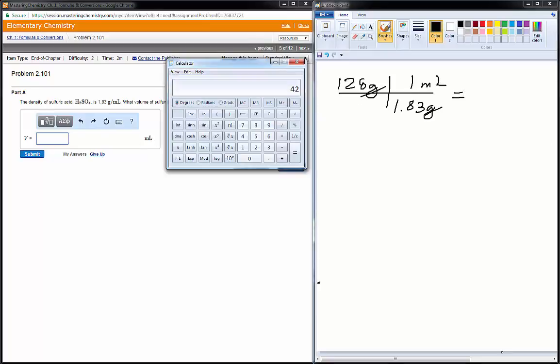I would so much rather you use dimensional analysis than memorize a formula. I will ask you density questions on the exam. I will not give you a formula. So just heads up there.